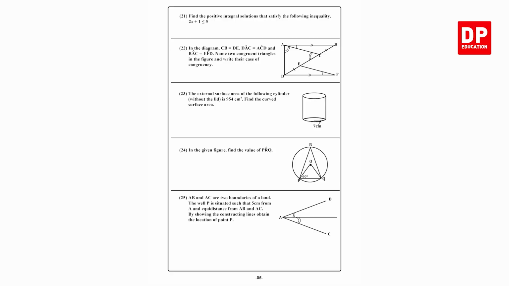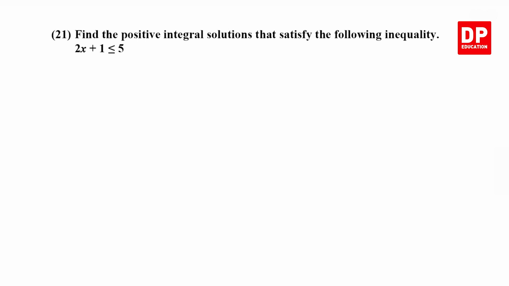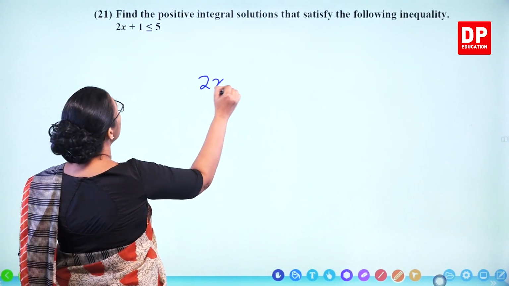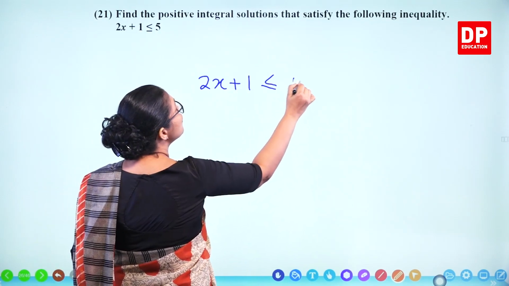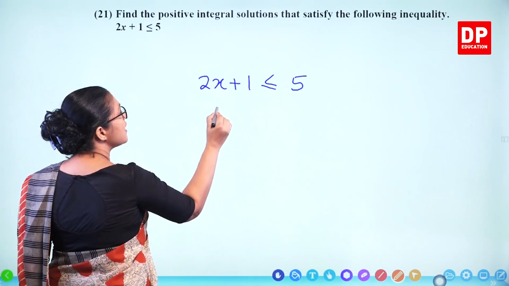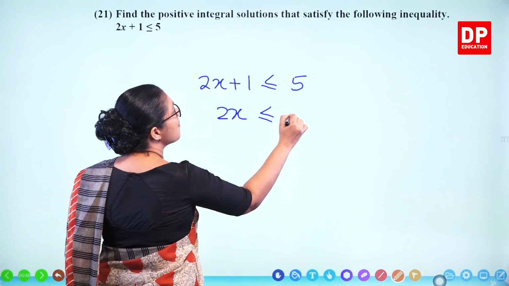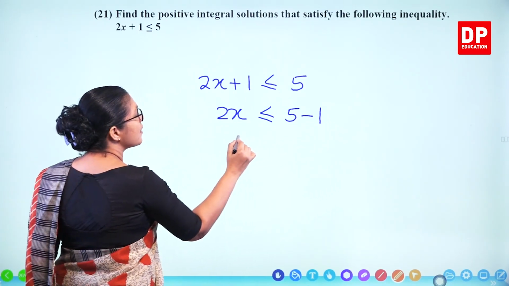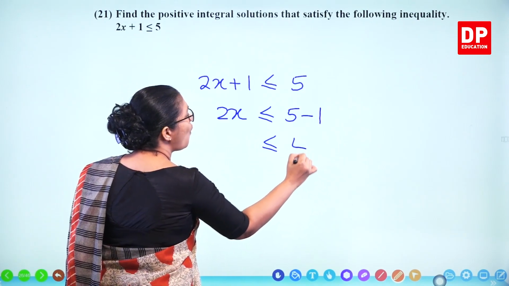Now you can try question number 21 to 25. Find the positive integral solutions that satisfy the following inequality. 2x plus 1 less than or equal to 5. So we'll try to solve that first. Take 1 to the other side. So 2x becomes 5 minus 1. Then 5 minus 1 is 4.